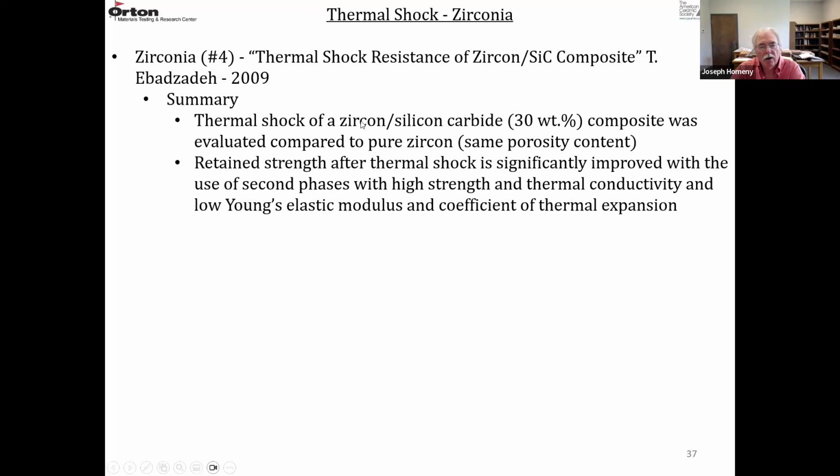So the thermal shock of a zircon silicon carbide composite with 30 weight% silicon carbide was evaluated and compared to pure zircon. These materials have the same porosity level, so they eliminated the effect of porosity. The retained strength after thermal shock is significantly improved with the use of second phases. Second phases that have high strength, high thermal conductivity, low elastic modulus, and low coefficient of thermal expansion in general will improve the thermal shock resistance.